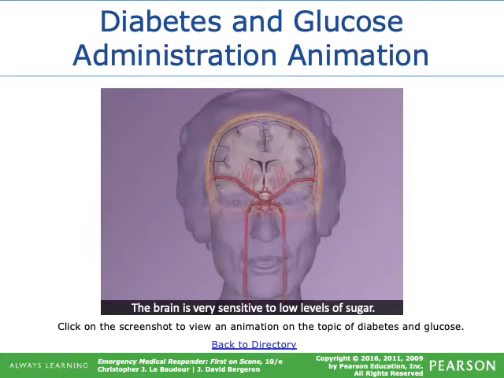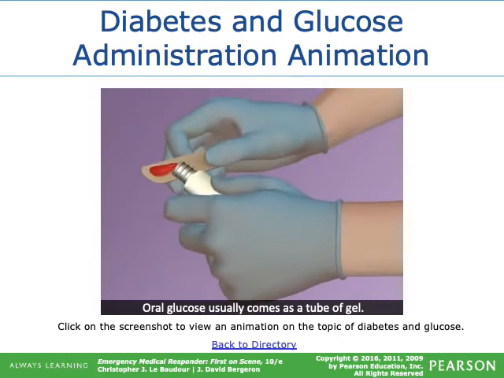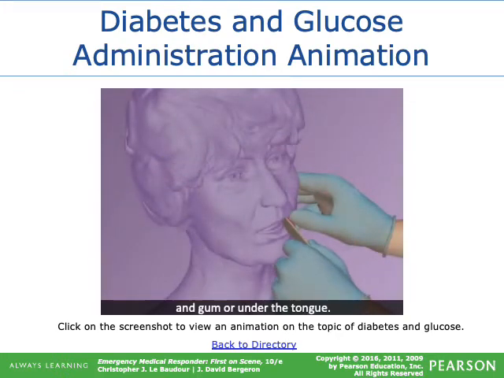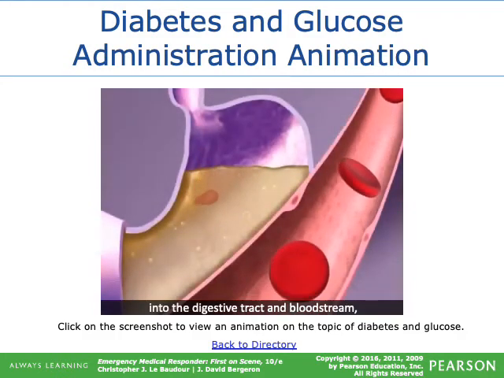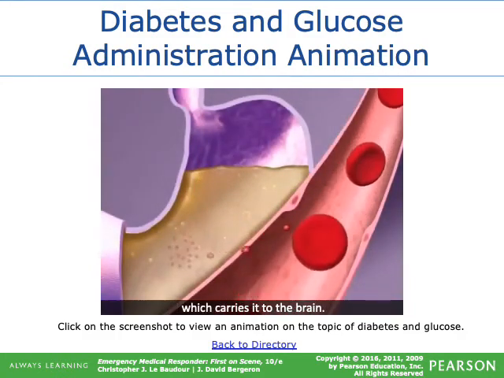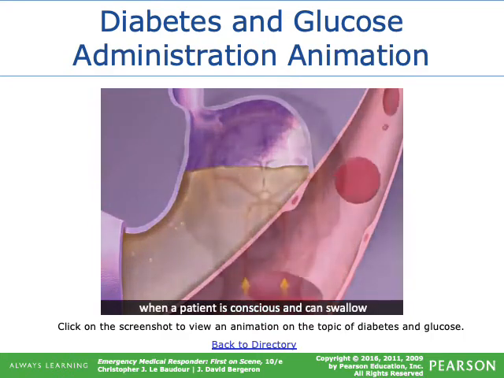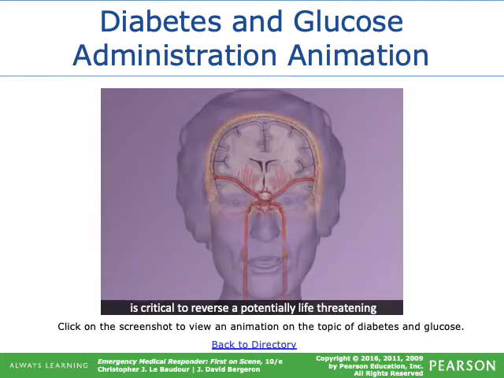The brain is very sensitive to low levels of sugar. Oral glucose usually comes as a tube of gel. Apply with a tongue depressor and place between the cheek and gum or under the tongue. Swallowed glucose is easily absorbed into the digestive tract and bloodstream, which carries it to the brain. Quick administration of oral glucose when the patient is conscious and can swallow is critical to reverse a potentially life-threatening situation.